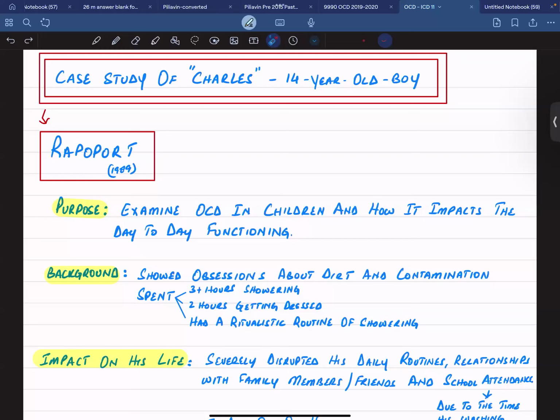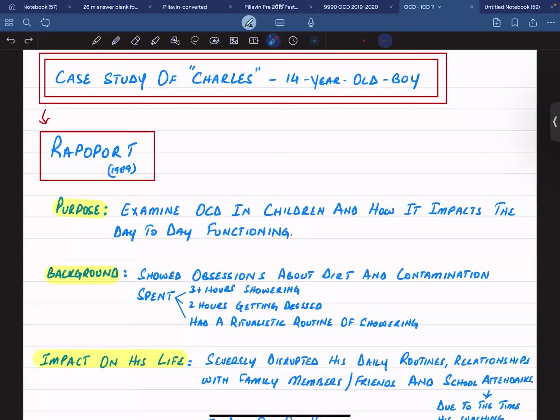Imagine a young boy who's 14 years old who spends around 5 hours a day in these. I don't think it would be wrong to refer to these rituals as illogical, irrational, or I think the word maladaptive does better justice over here. So this boy had a very ritualistic routine about showering. When I use the word ritualistic routine, what exactly do I mean?